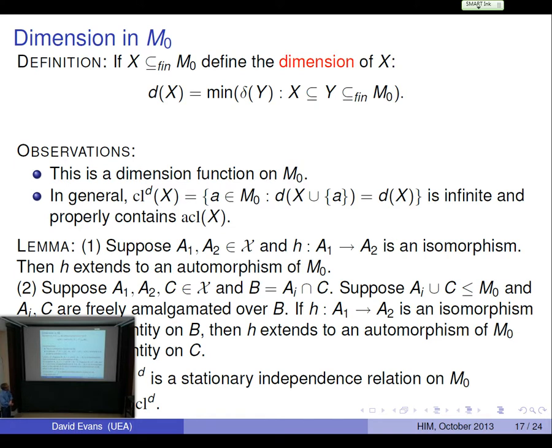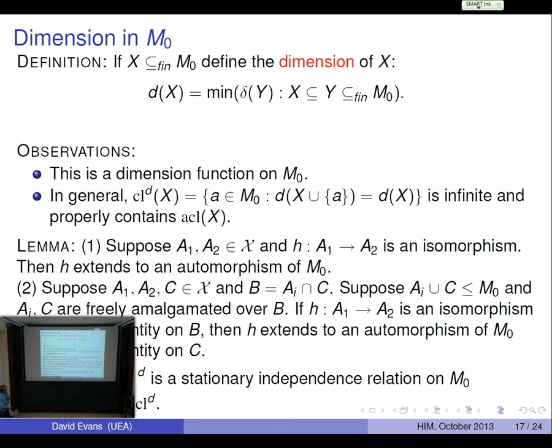So the first one says, suppose A1 and A2 are closures of finite sets, and H is an isomorphism between them, then it still extends to an automorphism of M0. Okay, so this is not the homogeneity that was on the previous slide. This is a sort of stronger thing. Yeah? This is extending automorphisms between closed sets in this sense. And the second thing is just saying this is stationary. Yeah? The closure, this independence in this context, is stationary. The second thing there is reasonably non-trivial to prove.